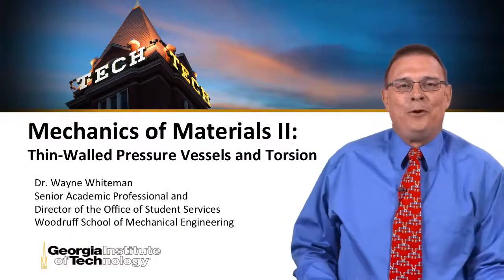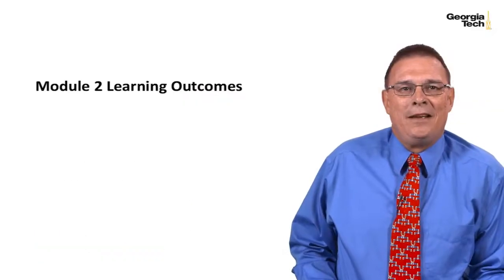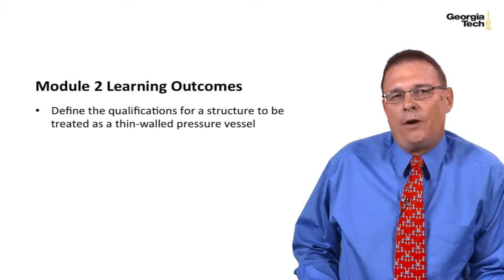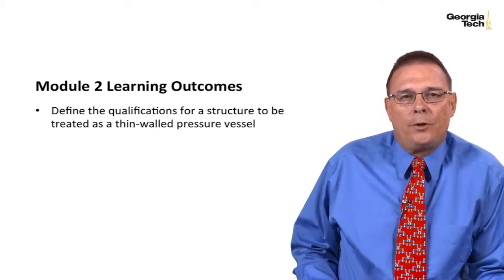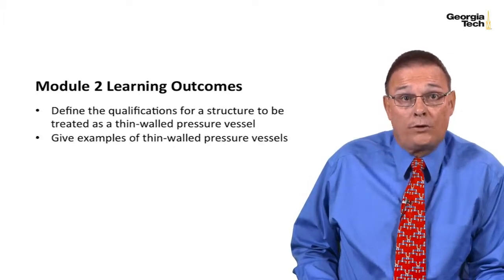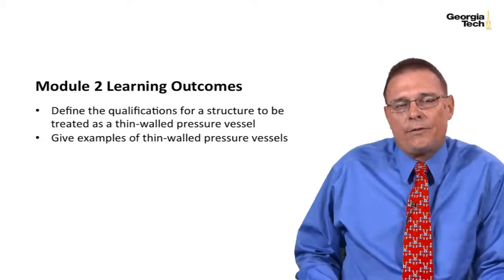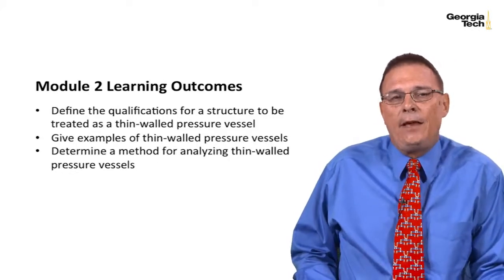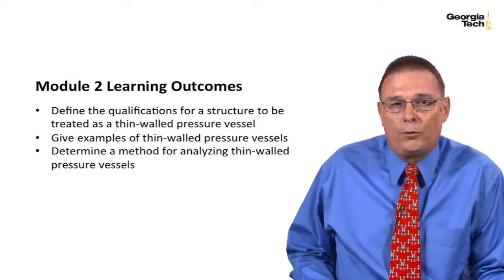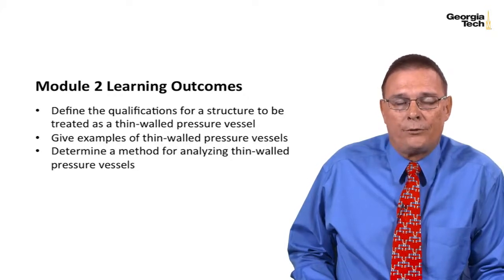This is Module 2 of Mechanics of Materials Part 2. Today's learning outcomes are to define the qualifications for a structure to be treated as a thin-walled pressure vessel, give some examples of thin-walled pressure vessels, and then determine a method that we'll use for analyzing thin-walled pressure vessels.